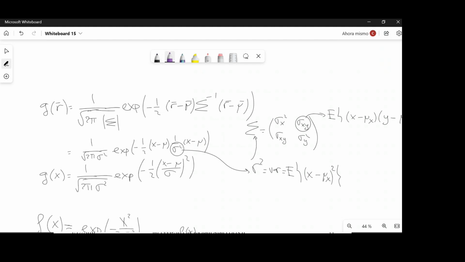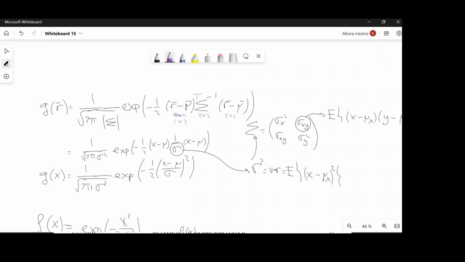So let's look at the sizes. These are vectors, okay? So this is 2 times 1, this is 2 times 2, and this is 2 times 1. So can I compute that? I cannot. This matrix multiplication is not correct. So I need a transpose there, and then this is 1 times 2. So this is correct. Okay, but now we have extended our Gaussian from 1 dimension to 2 dimensions.